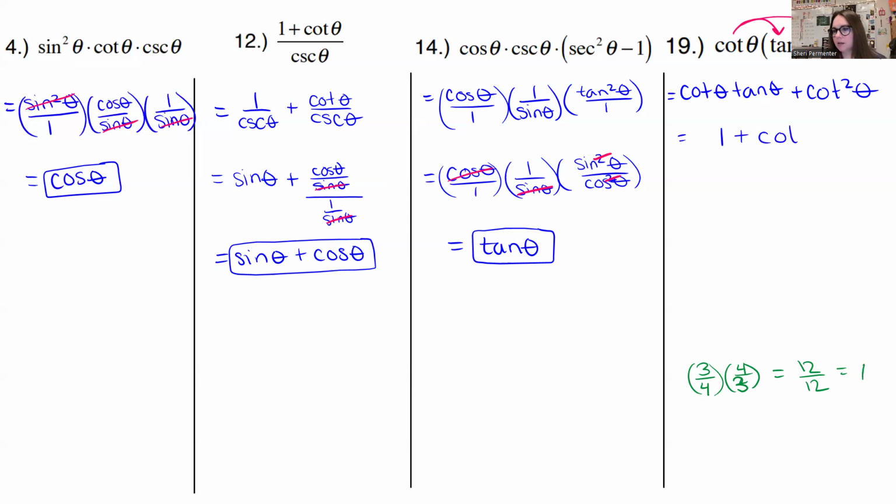Plus cotangent squared. 1 plus cotangent squared. Is that on my chart? What is it? Cosecant.